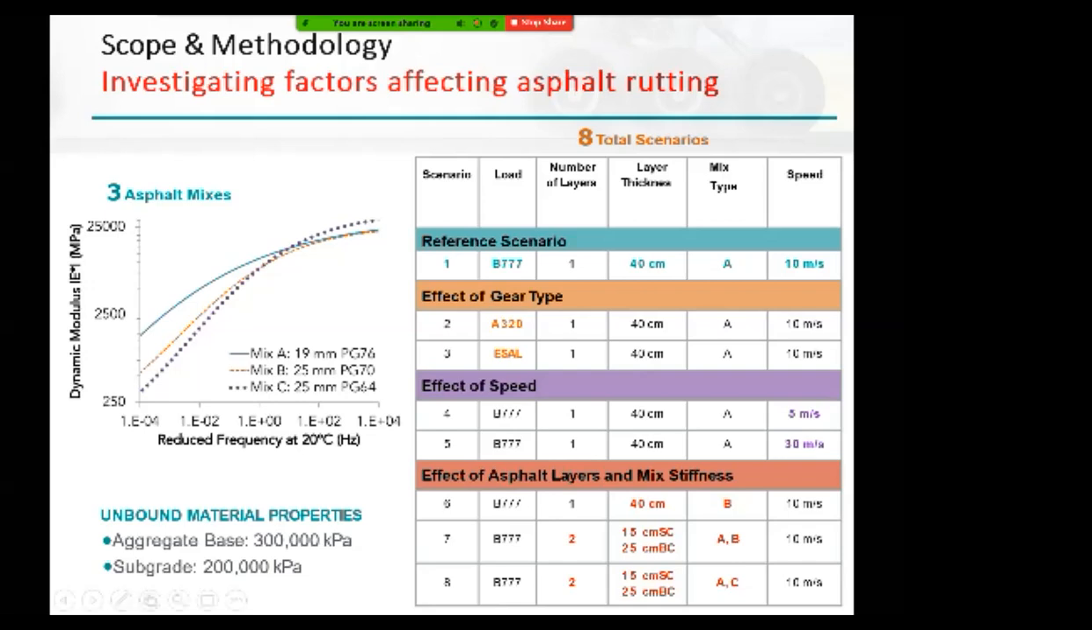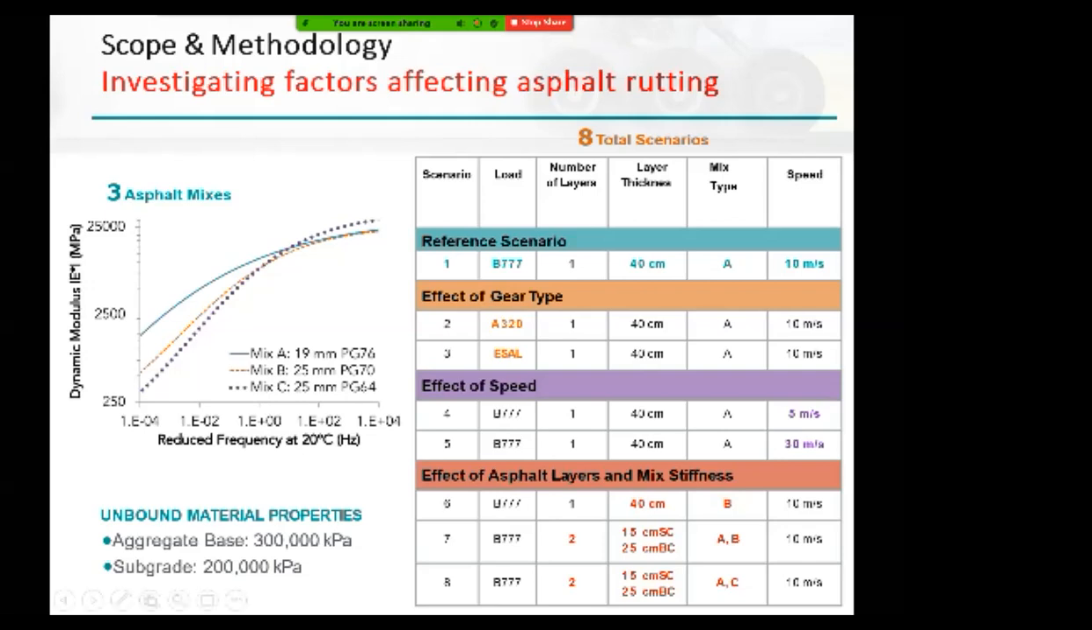So for the same airplane, I will run it at 2 different speeds, at 5 meters per second and at 30 meters per second, and compare it to the control case where it's 10 meters per second. So now I have the same airplane moving at different taxiing speeds, and I can see how the viscoplastic strain is changing with that speed.